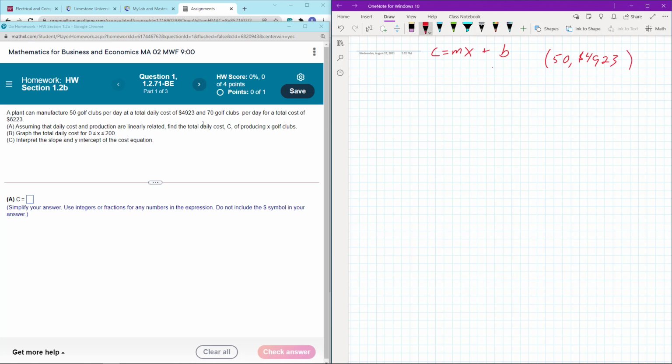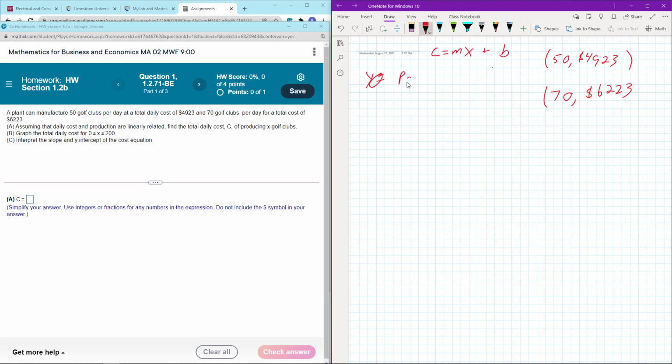Another one of our points comes from here. Here we can produce 70 golf clubs at a total cost of $6,223. So our second point is going to be 70, comma, $6,223. Okay, now this is looking like a point slope form type of a problem because we need to find the slope. We probably want to express it in slope intercept form, and we have 2 points.